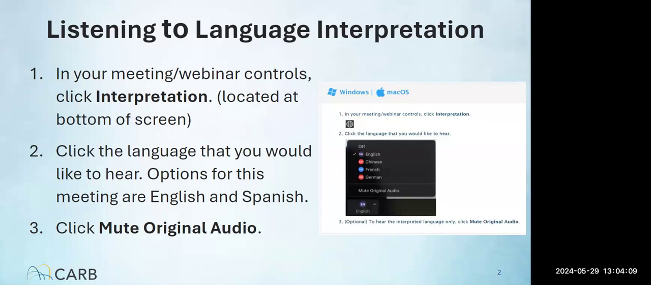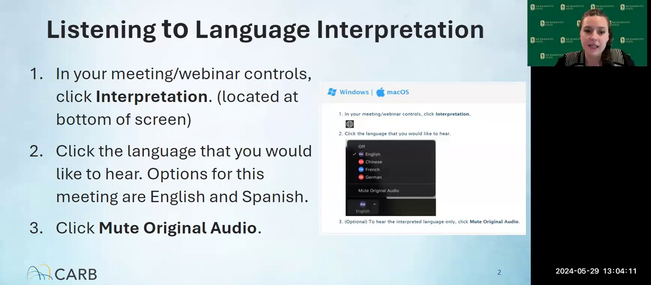Then you're going to click the language that you would like to hear, and the options for today are English and Spanish.